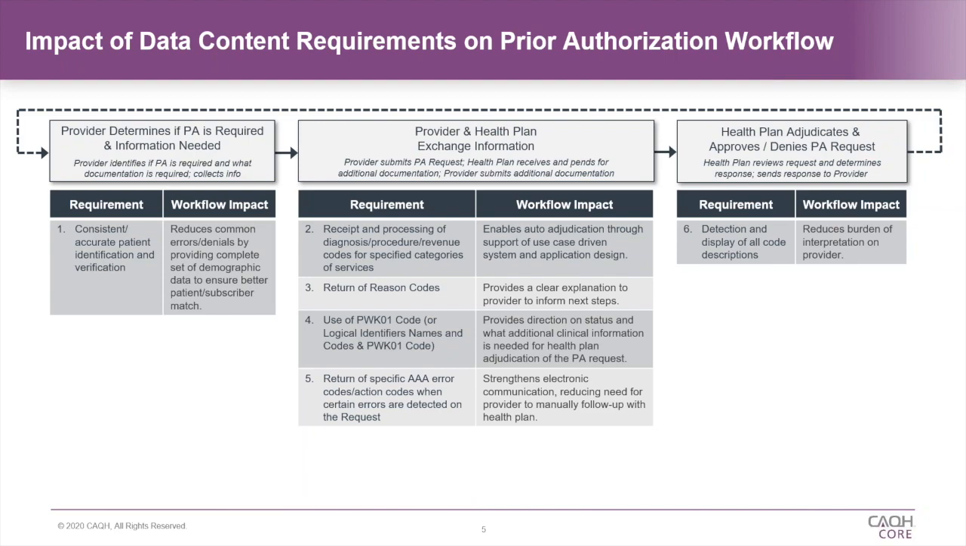The third requirement is the return of health care service decision reason codes to provide the most comprehensive information back to the provider on the next steps. Fourth is the use of LOINC and PWK report type codes to communicate what additional clinical documentation is needed from the provider to move a pending prior authorization request forward.